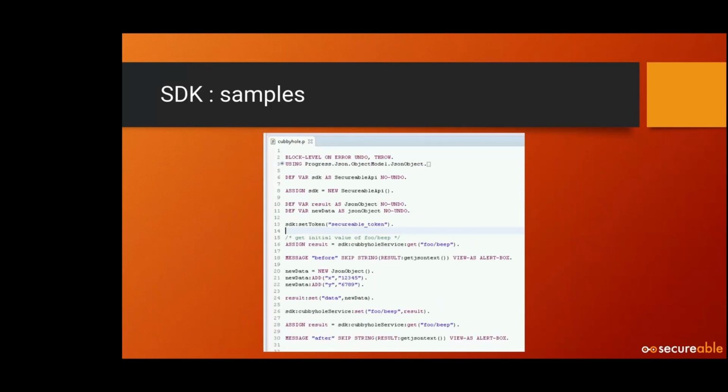I mentioned earlier about cubbyhole, about token secrets. So on line 16 there, we're getting the path foo beep, and you can see that we get some data. You add some extra thing, and then you set the service. So just get and set to read and write secrets. This is very, very simple and easy.